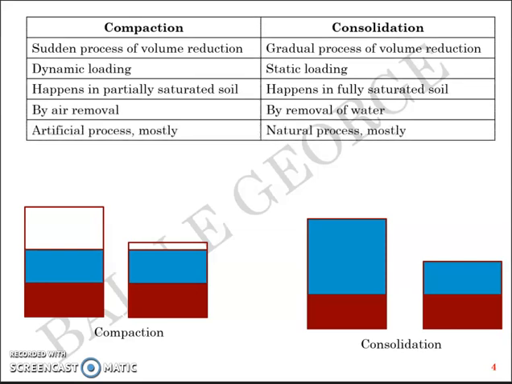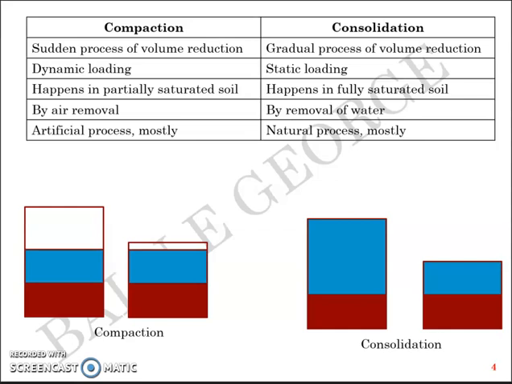So essentially compaction is a sudden process of volume reduction, whereas consolidation is a gradual process. Compaction is usually dynamic loading, whereas consolidation is a static loading, right? We were talking about the example of a sponge in consolidation. Compaction happens in partially saturated soil, whereas consolidation happens in a fully saturated soil. Compaction is by removal of air, whereas consolidation is by removal of water. Compaction is an artificial process mostly, and consolidation is mostly a natural process. Of course, there are differences there, but nonetheless, for theory's sake, you can say that compaction is artificial and consolidation is natural.